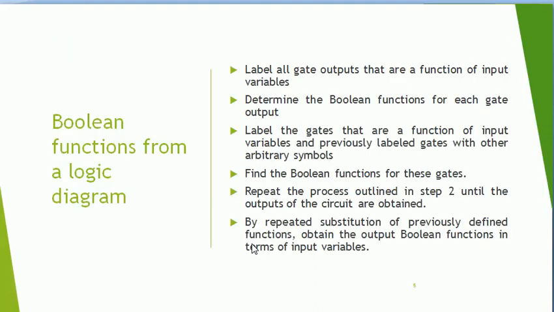This slide will tell us how to form a Boolean function from a logical diagram. You will be provided a logical diagram. From the logical diagram, label all your gate outputs, all the gate outputs which are functions of the input variables. If you have an AND gate, label it by the corresponding AND function. If the inputs of the AND gate are A and B, label the output as A dot B. If it is an OR gate, label it as A plus B. Likewise, determine the Boolean function for all your gate outputs. Proceed stage by stage and finally form a Boolean expression for the output variable.